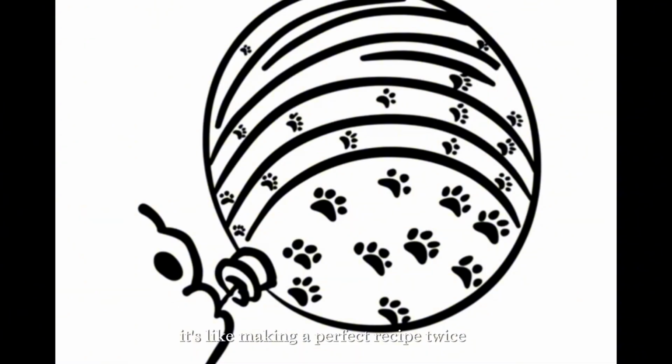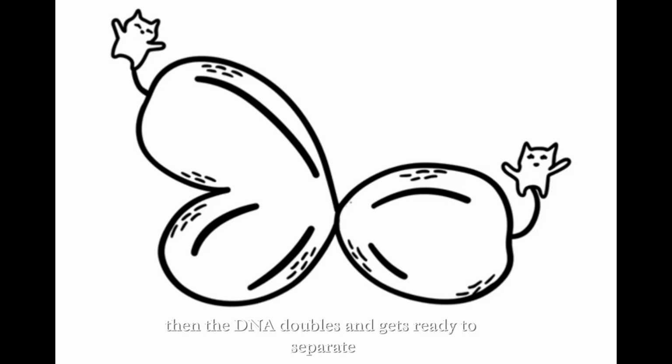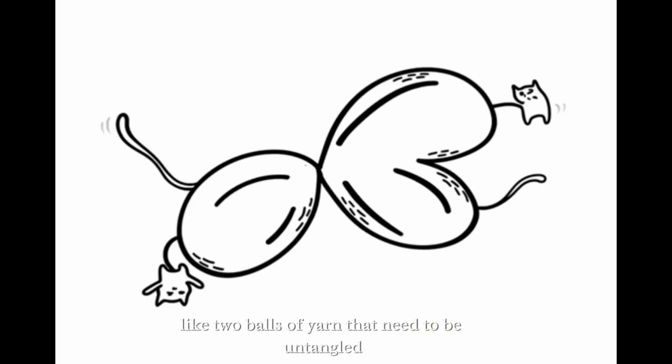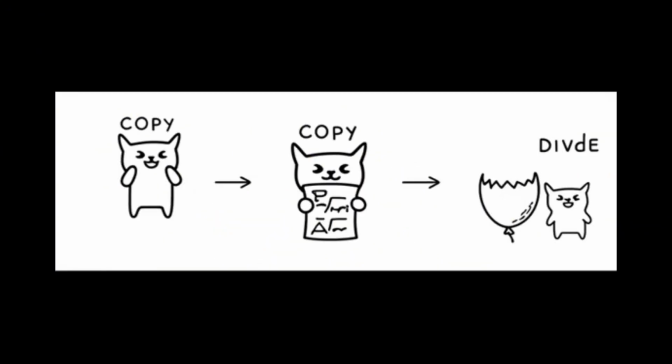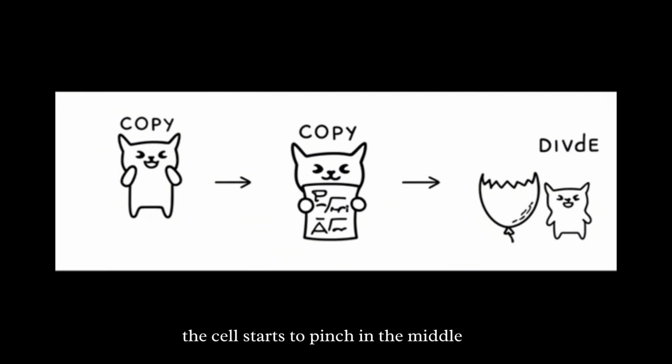The cell grows bigger so it can make enough space for the division. Now, the DNA copies move to opposite sides of the cell. The cell starts to pinch in the middle, like a balloon animal being twisted. Finally, the cell splits into two new identical tiny cats. Meowgical! Meiosis in a nutshell. Copy, grow, divide, repeat. Two tiny cats for the price of one.